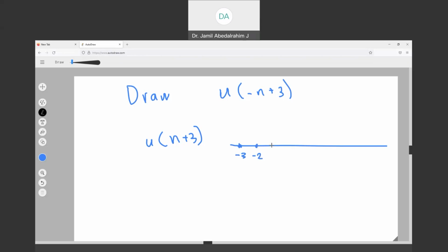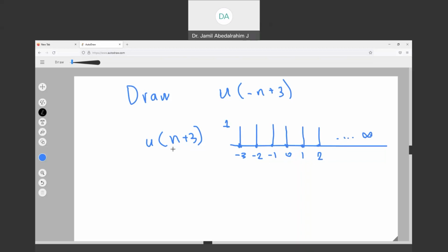So -3, -2, -1, 0, 1, 2. Okay, all of these have signal, and we have amplitude. We have one amplitude, until infinity.